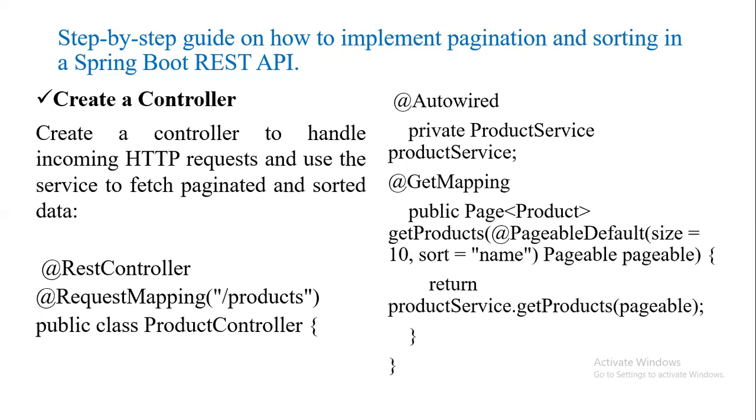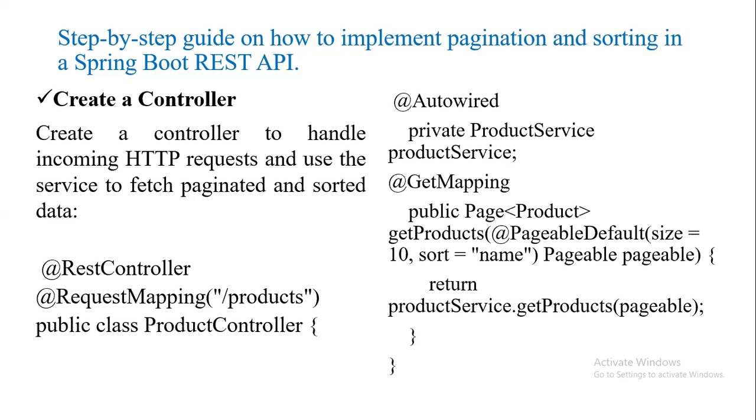So create a controller to handle incoming HTTP requests and use the service to fetch the paginated and sorted data. Here we need to annotate the class with @RestController. Also we have the @RequestMapping for getting the data, and the endpoint name is products. So we have created the controller class called ProductController. Here we have annotated @Autowired for the service layer.